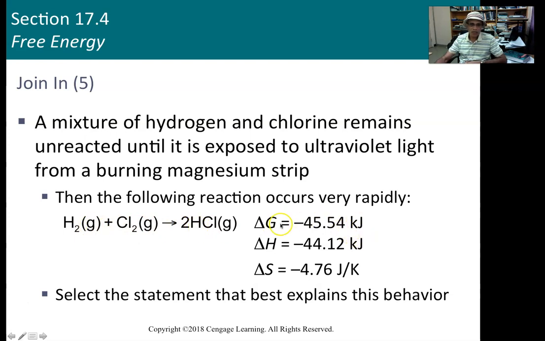However, let's look at the thermochemical data. The free energy term is minus 45.54. The enthalpy change is minus 44.12 kilojoules. And the change in entropy is minus 4.76. Again, let me just emphasize this is joules, and these two are kilojoules. So joules per Kelvin. So what does it mean?